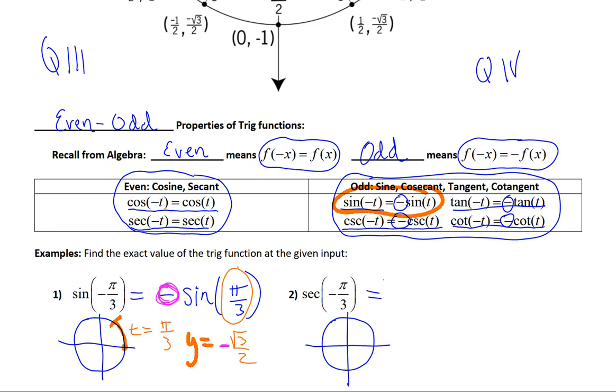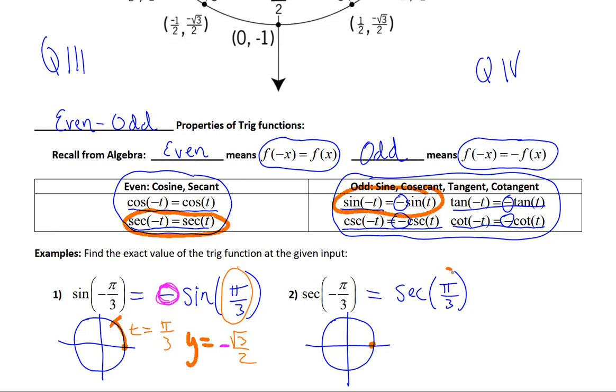then secant of a negative value would be equal to the secant of the positive of that exact same input. So in other words, secant of negative pi over 3 is equal to the secant of positive pi over 3. And again, that's using just the odd-even property we have defined above. So we can then start over and just keep things simple and positive.